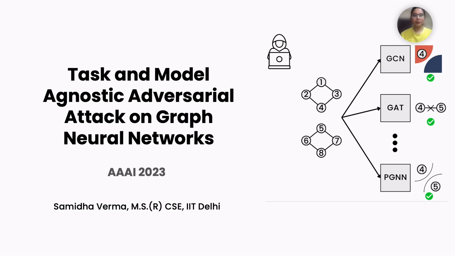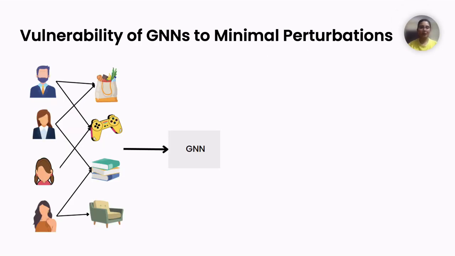Today I'll be talking about a AAAI 2023 paper, Task and Model Agnostic Adversarial Attack on Graph Neural Networks. In the past few years, multiple kinds of GNNs have been proposed and they have been used to solve different kinds of predictive tasks. However, GNNs are vulnerable to minimal perturbations in the network structure.